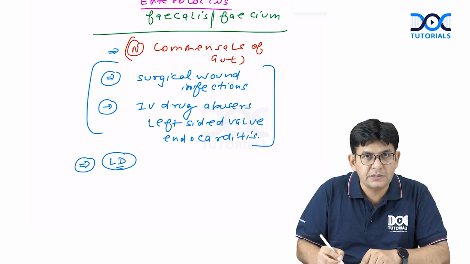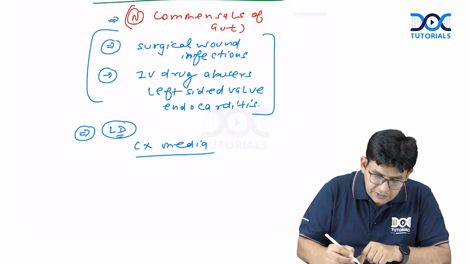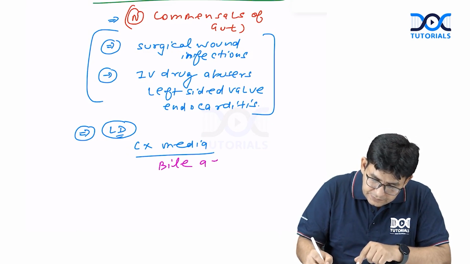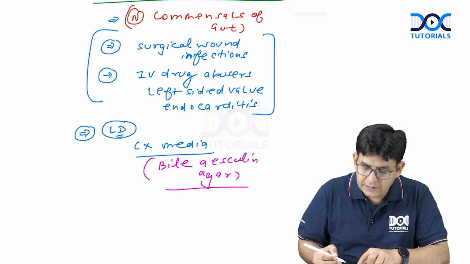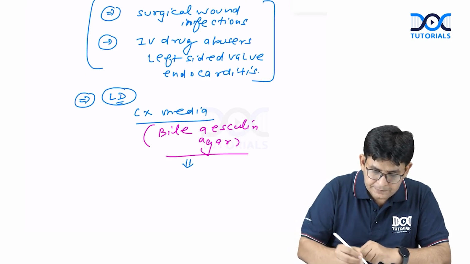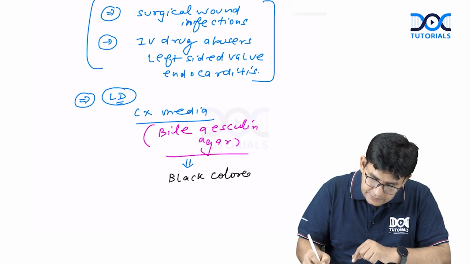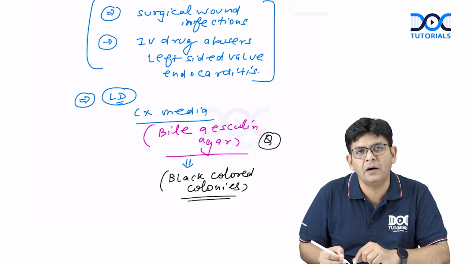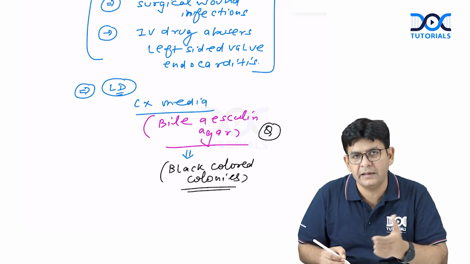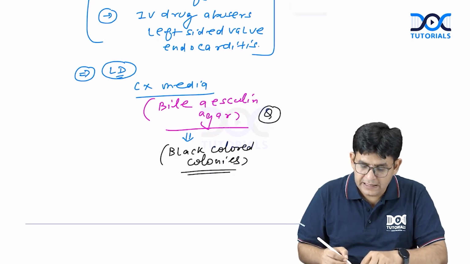So in the lab diagnosis, remember the culture media for this is an asked question, and the culture media is bile esculin agar. This is the culture media for this particular one. And this bile esculin agar produces which sort of colonies? Black colored colonies. Black colored colonies come on this media, bile esculin agar, of Enterococcus. Either it can be faecalis or faecium. Both it can be.